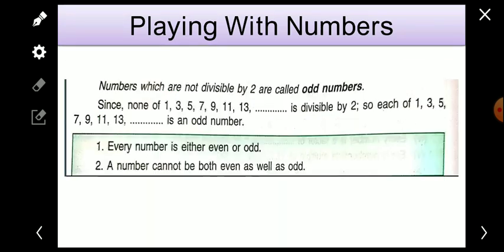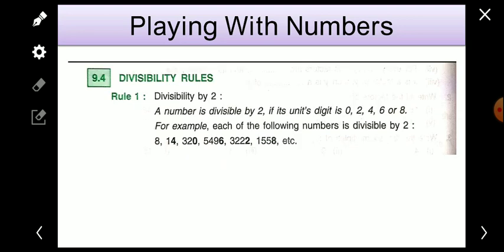Now today we are going to learn the divisibility rules, meaning the rules for checking the divisibility of any number: how to check whether a number is divisible by 2, 3, 4, 5 or not. Those rules are known as divisibility rules. So what is the rule for divisibility by 2? A number is divisible by 2 if its unit digit is 0, 2, 4, 6 or 8.